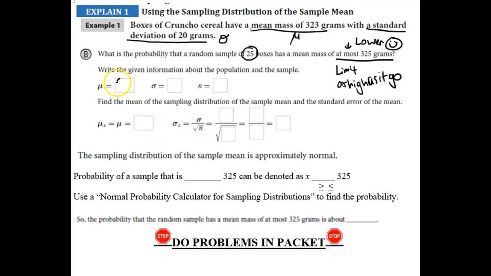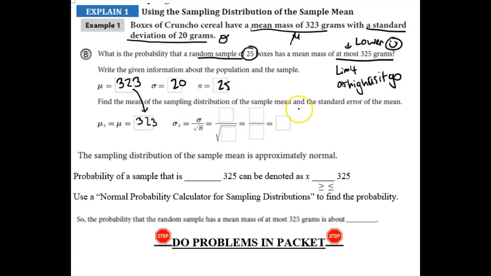So let's again identify some information. Our mean, as you can see, is going to be the same because it's the same type of problem. Our standard deviation is also going to be the same. However, our sample size is a little different. We're only going to pull about 25 boxes. So let's again find the mean of the sampling distribution, which if you found that, you already know what it's going to be.